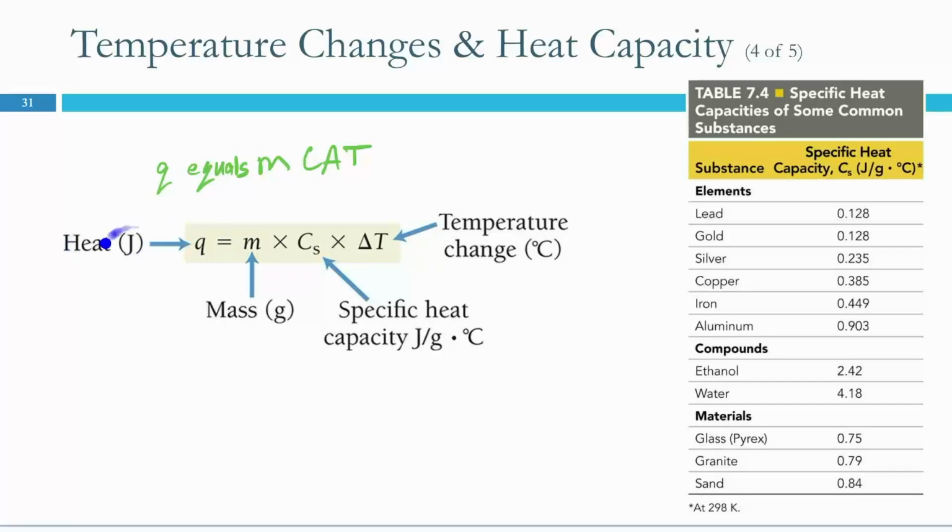Q is heat, typically in joules. Our C sub S is our specific heat capacity. And you typically look up the specific heat capacity in a table like this table 7.4 from our book. And then as a reminder, this delta T, our change in temperature, is TF minus TI, our final temperature minus our initial temperature. Delta T can be negative. It will sometimes be negative. If it's negative, that just means the temperature went down instead of the temperature going up.